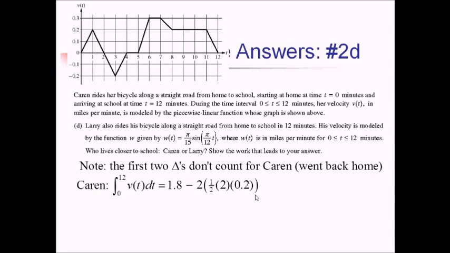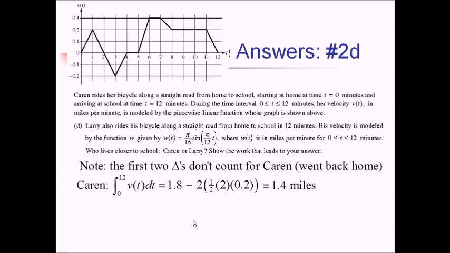So this situation right here. Well, the 2 and the 1/2 cancel, so this is just 2 times 0.2 or 0.4. 1.8 minus 0.4, and you could have used a calculator, but I'm not going to. That was 1.4 miles that Karen actually rode to get from home to school when all was said and done.